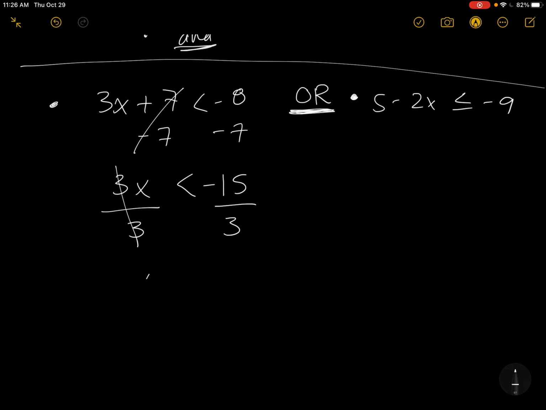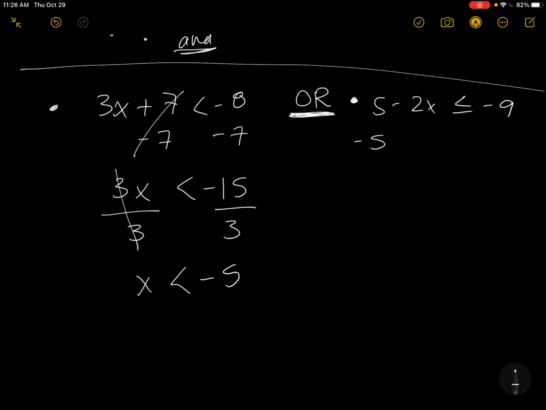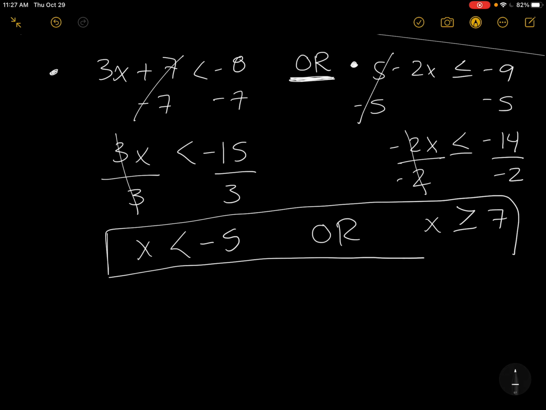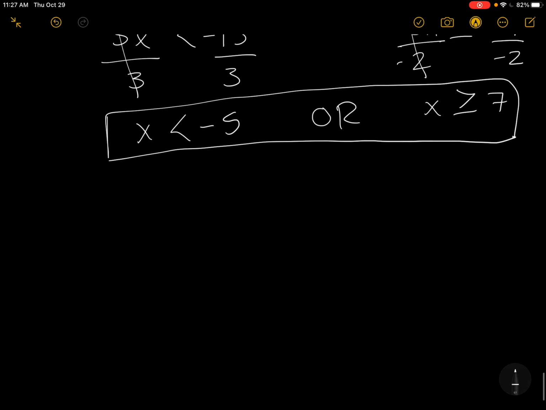3. Okay, so that's this one. And then I'm going to get rid of 5. I'm dividing by a negative, right? So my sign has to flip. Okay, so this right here is our right answer. So whenever you have an or, it's going to be the opposite of between.